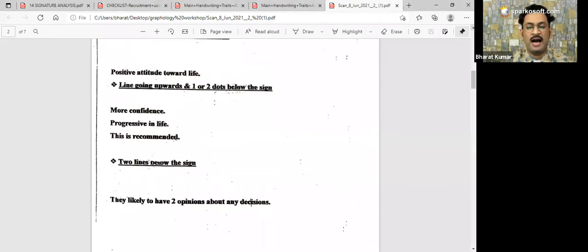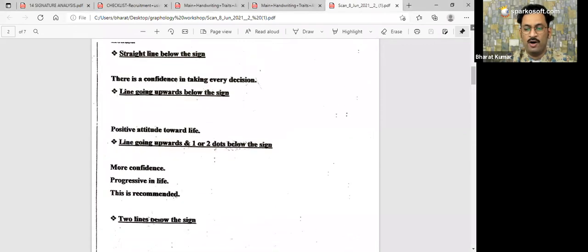Suppose you have a line going upward, and after the line you have either one dot or two dots. How many of you have a dot just after the line? Not after the signature. The dot is after the line. Please check your signature and tell me in the chat box here. How many of you have dots? Yeah, Dinah is having a dot. Manisha is having a dot. Yes. Yeah, two dots or one dot? One or two, not three. Never use three dots. Yes, a few of you have two dots there.